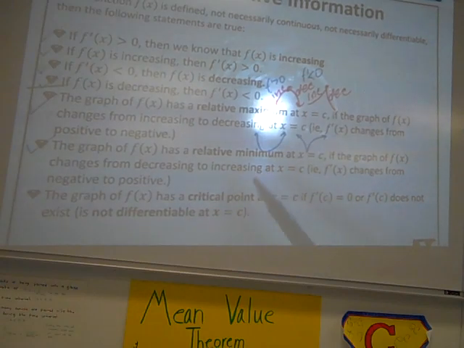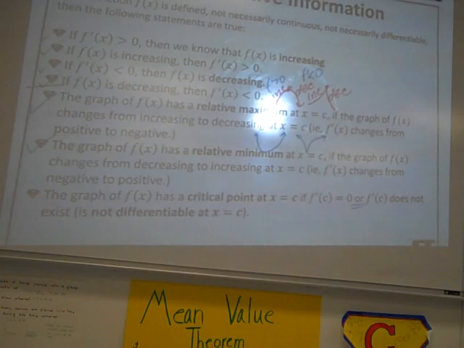Last point, when we talk about a function having a critical point, I like to describe critical points as coming in two flavors. A critical point is where the derivative is equal to 0, or, big or here, where the derivative does not exist. If the derivative doesn't exist, then the function is not differentiable at c. So that's the summary of all of our first derivative information. This must be at the point of mastery before you walk into the exam.